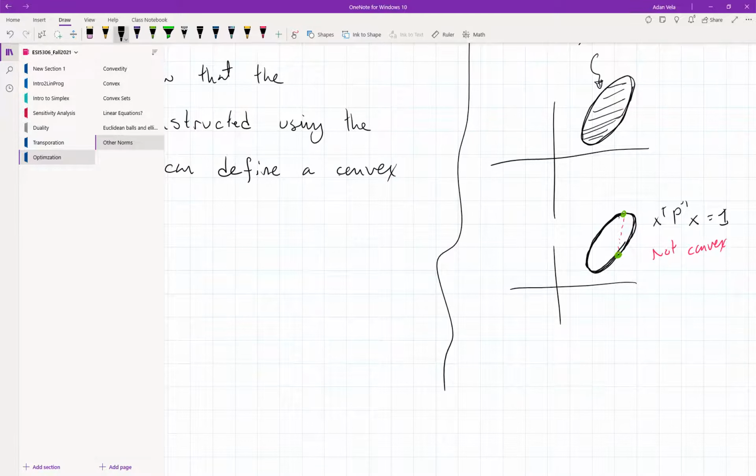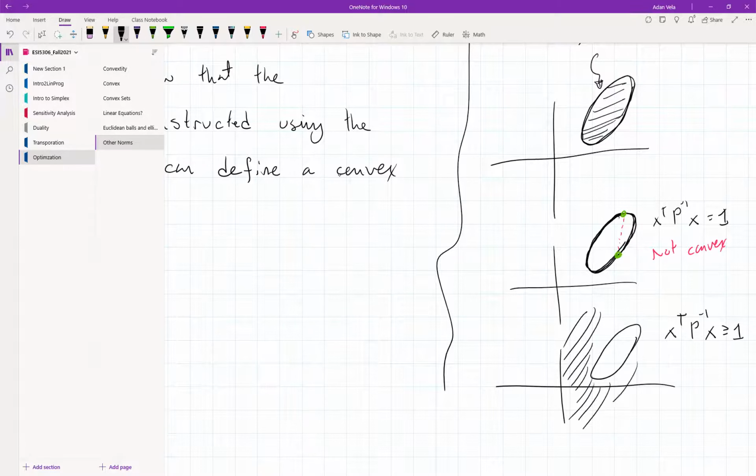Alternatively, we discussed that if we require the norm to be greater than or equal to 1, then we're talking about all the stuff that's outside of the ellipsoid. This is the same idea as the circle. If we were to pick 2 points and try to connect them, part of that line, just like the donut hole example earlier in the class, would tell us that we're not convex.